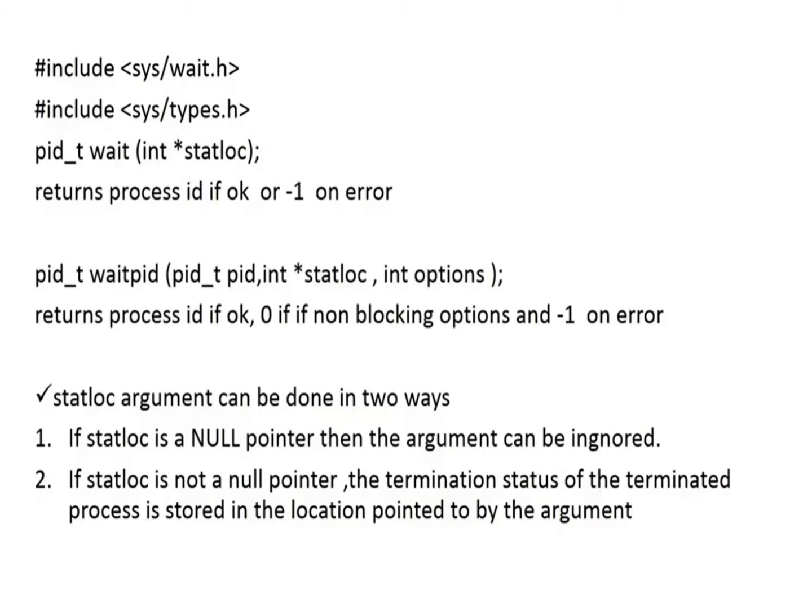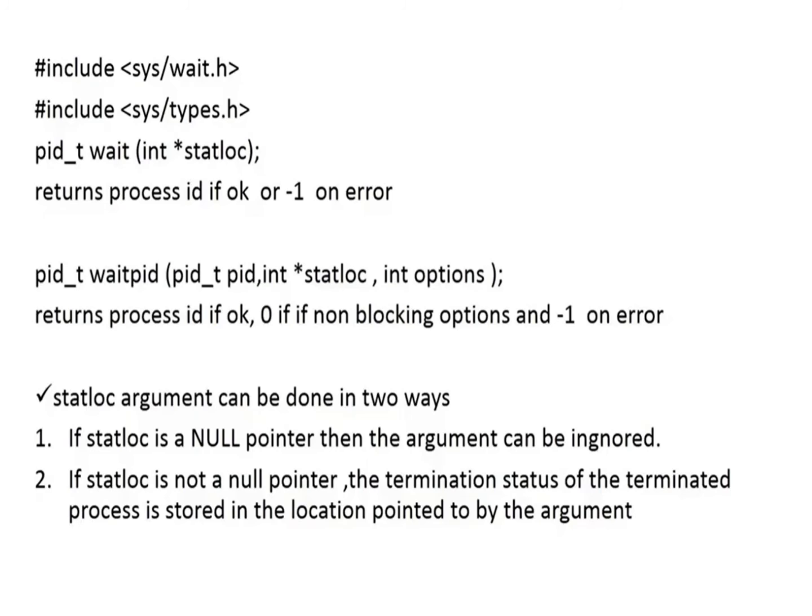Okay, so this is the syntax for the wait and waitpid functions. wait takes an integer status location, and it returns the process ID if everything is okay, else it returns -1. For waitpid, we take the process ID, the status location, and the int options. It returns the process ID if okay, 0 if it is a non-blocking operation, and -1 on error. The statloc argument can be handled in two ways.